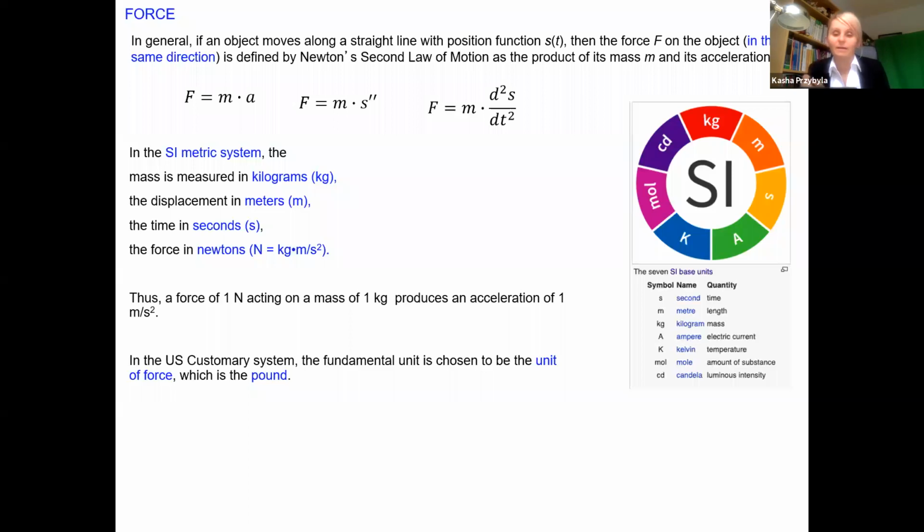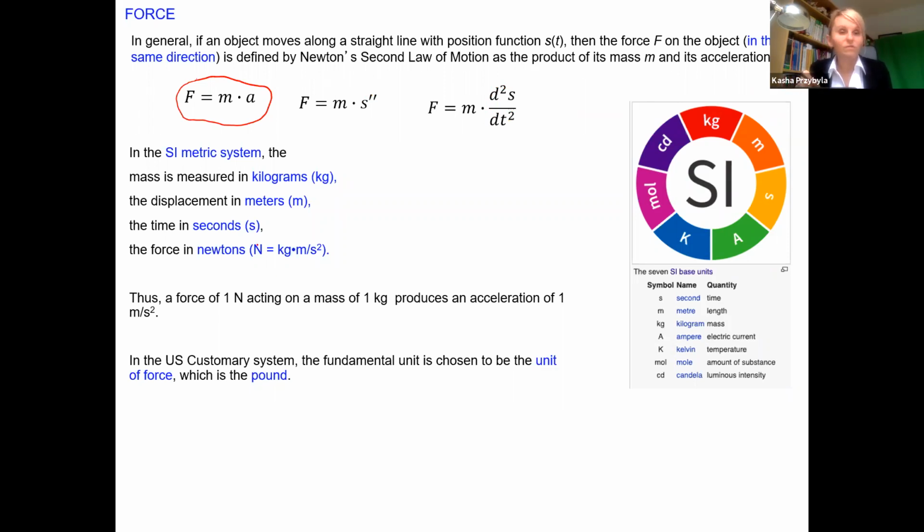As I said, first of all, we will need to know how to define force. Force is the mass times the acceleration, and this is just Newton's second law of motion, a product of the mass and its acceleration. Acceleration, of course, is the second derivative of the position function. I used the Leibniz notation here, a different notation, but acceleration is the second derivative. It's the rate of change of the rate of change.